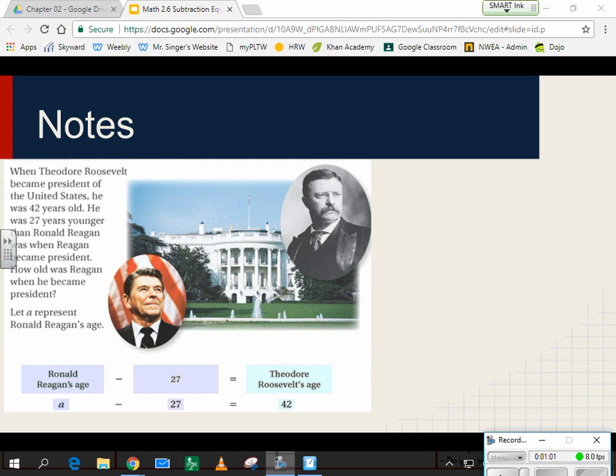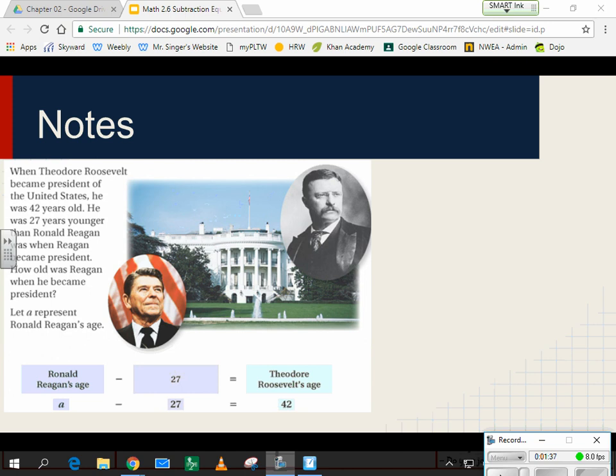So when Theodore Roosevelt became president in the United States, he was only 42 years old. If you don't know, that's the black and white picture, president. He was 27 years younger than Ronald Reagan when he became president. So that means Ronald Reagan's older by 27 years. So here we can try to use A as Ronald Reagan's age and see what we're looking at. Well, we know that Theodore Roosevelt was 42. If we took Reagan's age and subtracted 27, we could get to that 42. But what exactly is Ronald Reagan's age?